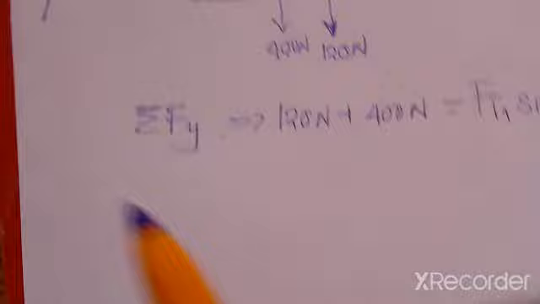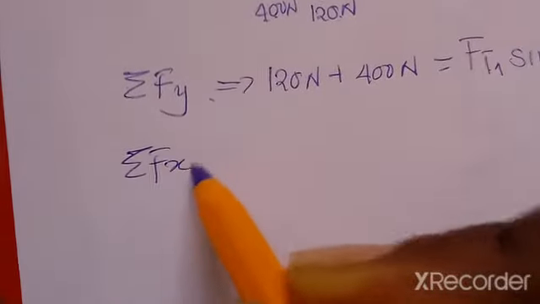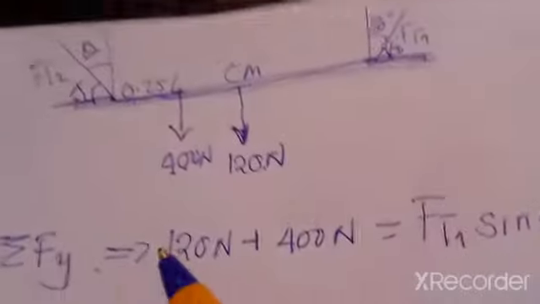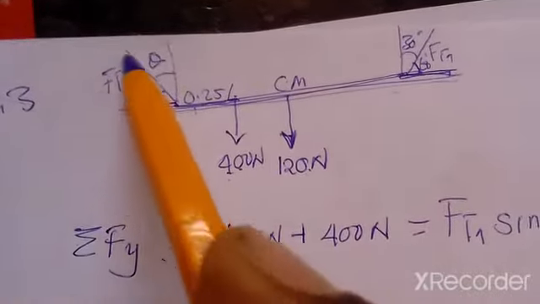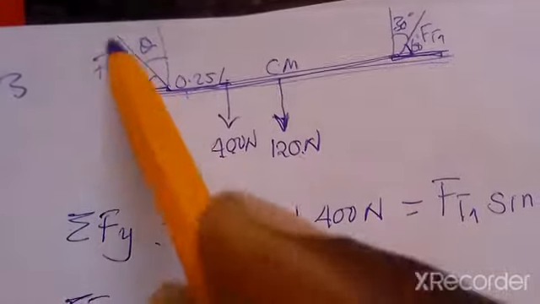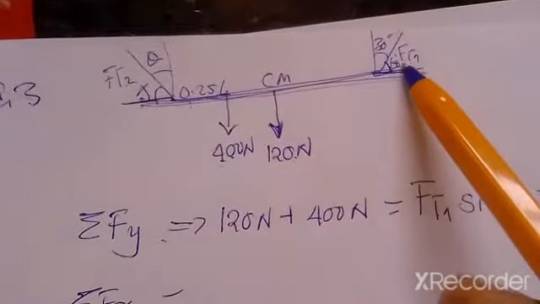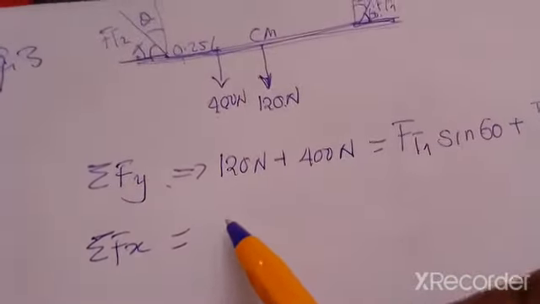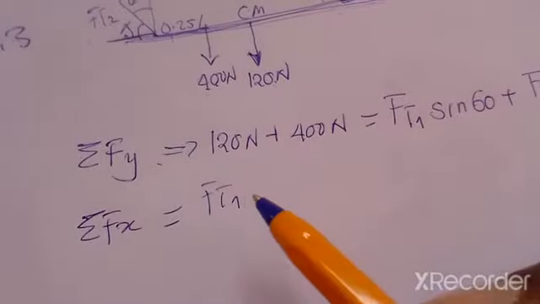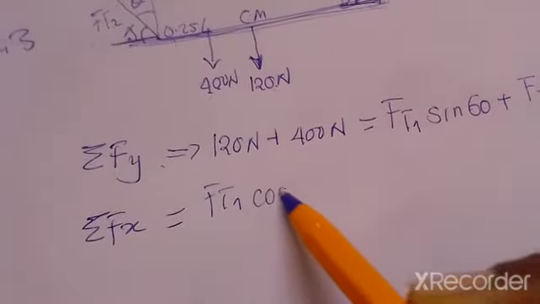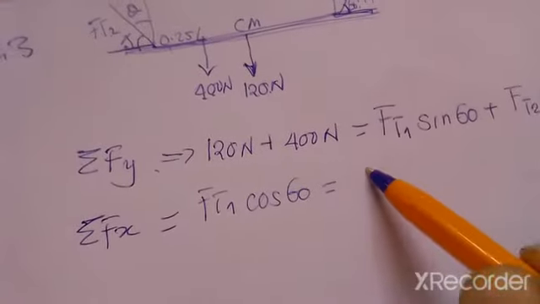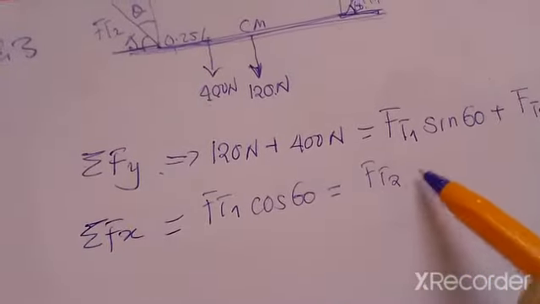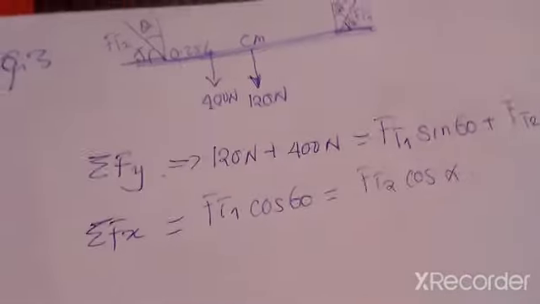Then what about the forces in the x-axis? So we'll have summation of forces in the x-axis, and if we look at our diagram, we'll simply have the force being the vertical component, sorry, the horizontal component of Ft2 and the horizontal component of Ft1. We do not have any other forces acting in the x-axis. So we'll have Ft1 cos 60 being equal to Ft2 cos alpha. That's what we have there.